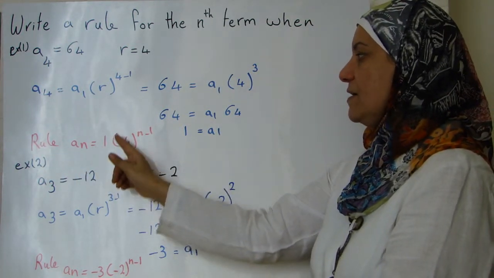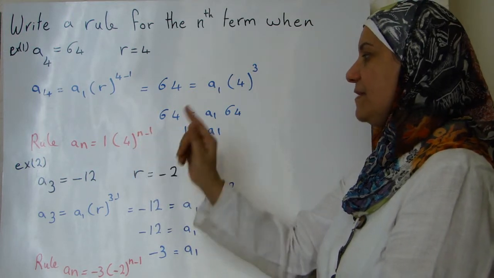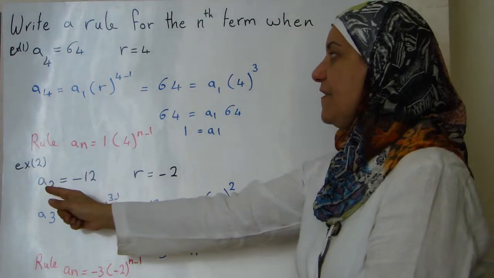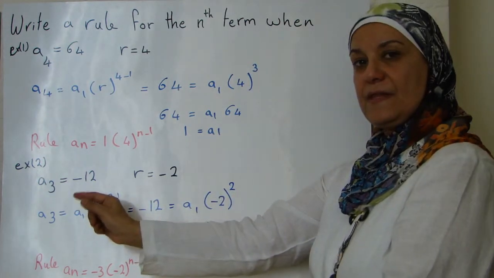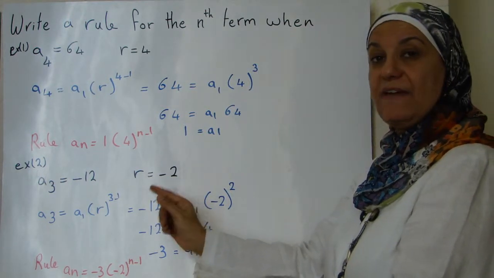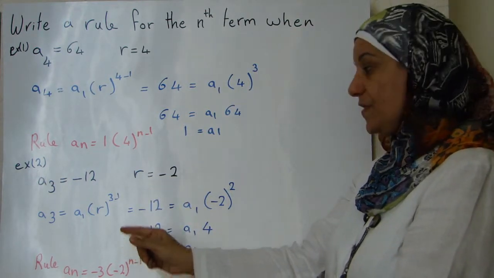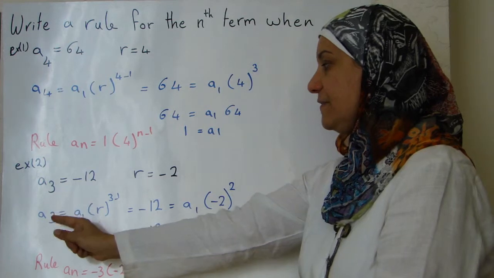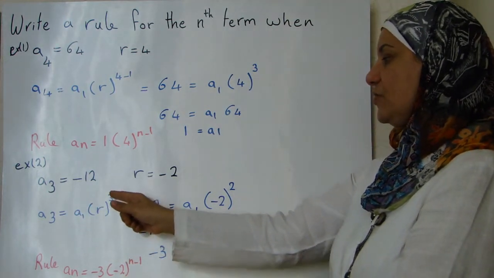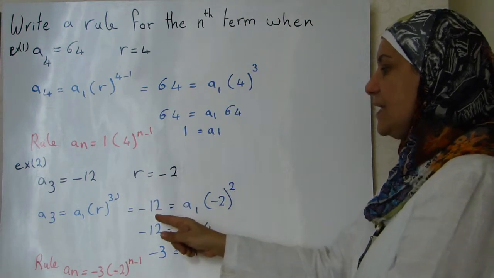a1, r, which is 4, to the power of n minus 1. And that's my number. Again, if I have a3, and it is equal to negative 12, and r, and I don't have a1, what am I going to do? I'm going to say, okay, a3 equals a1 r to the power of 3 minus 1, which is the power of 2. Let's see what we have.